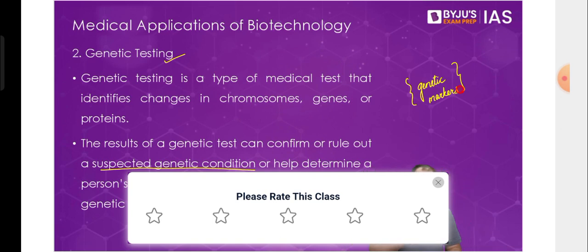Same goes for cancer, that early detection of cancer can also be done genetically. So many times it's not only about genetic disorders, but with these genetic markers we will also be able to detect certain diseases early. So that is why genetic testing also becomes useful.